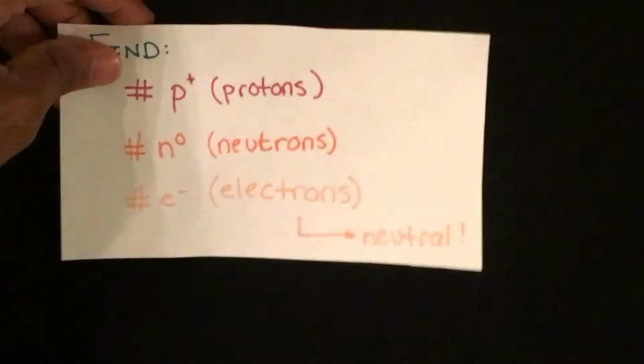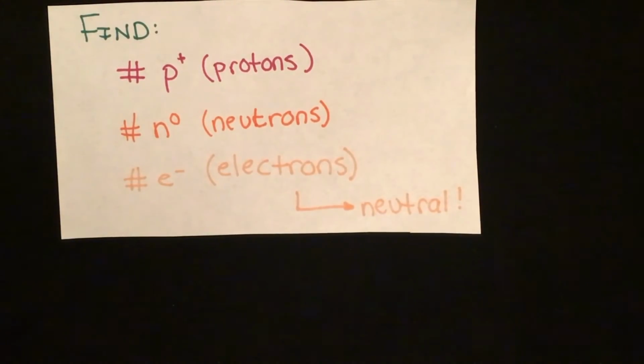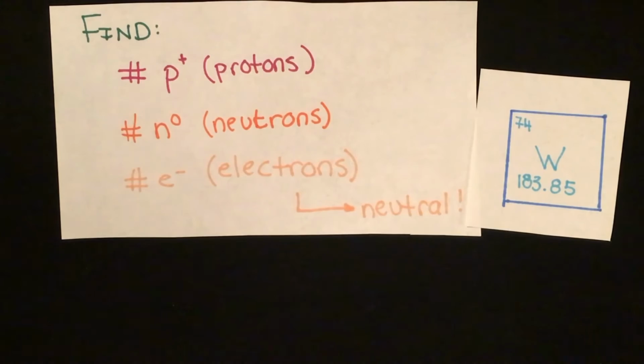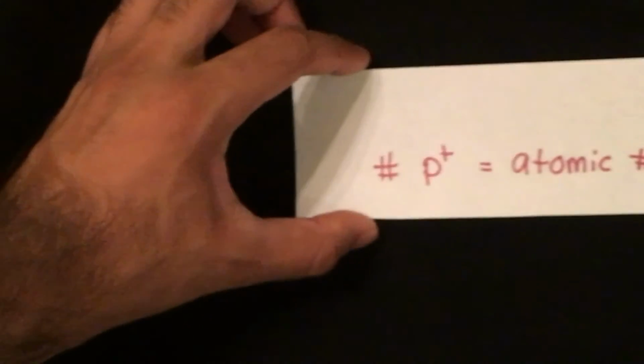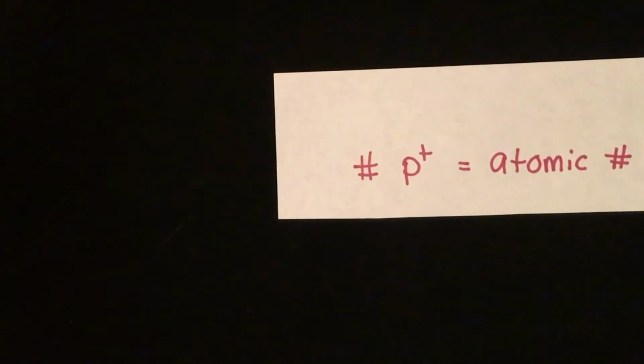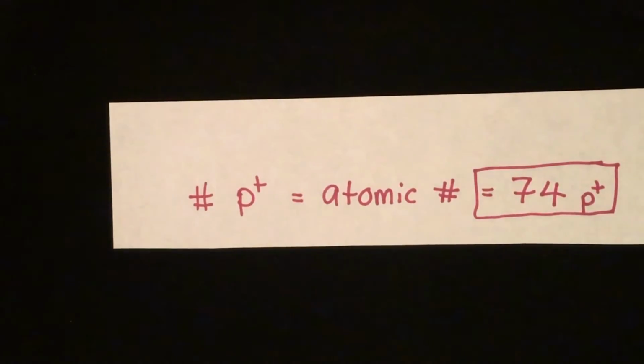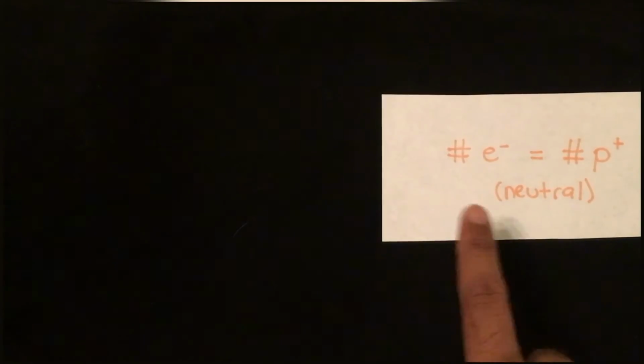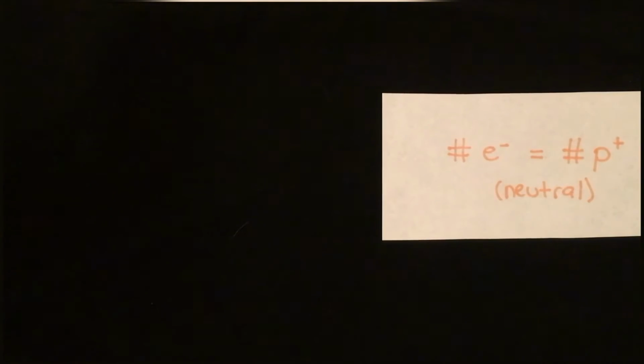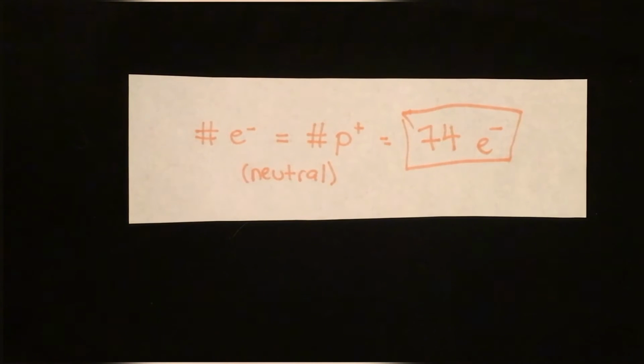So if I wanted to find the number of protons, neutrons, and electrons for a neutral atom of tungsten, I would have to use my key equations. The easiest one to determine would be the number of protons. It's just the atomic number, and so for tungsten, that would be just 74. The number of electrons in a neutral atom is equal to the number of protons, so for tungsten, it would also be 74 electrons. The hardest one to find would be the number of neutrons, because you have a more complicated equation with that one.